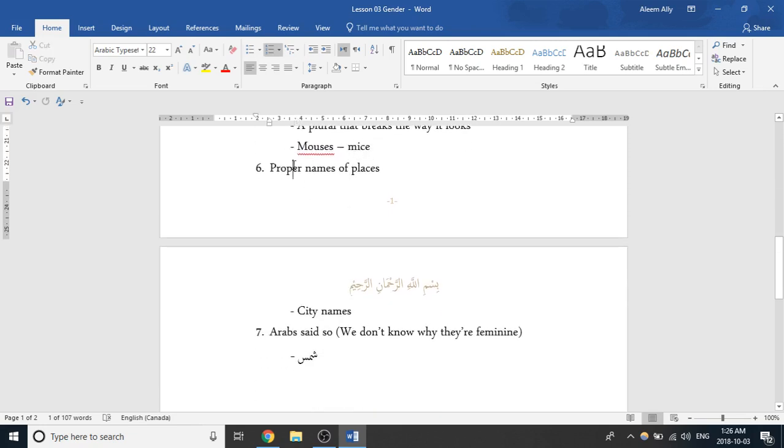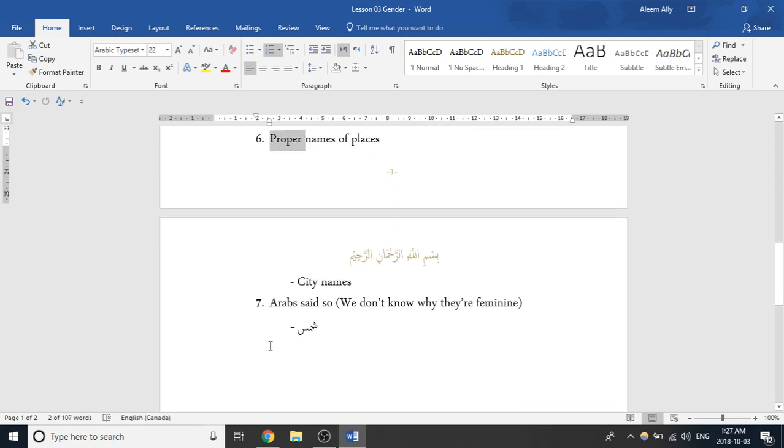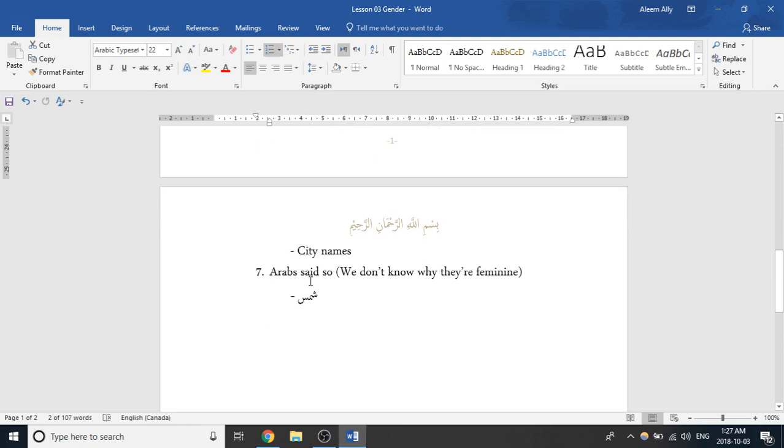So number 6 is proper names of places, and that's pretty much just city names, country names, names of locations. So like Toronto, Brampton, Ottawa, all these places would be considered feminine because it's just the name of a place. Number 7 is it's simply feminine because the Arab said so, right? And these words, you'll just have to come across them and learn that they're feminine. And an example of it would be shams, which is sun, right?